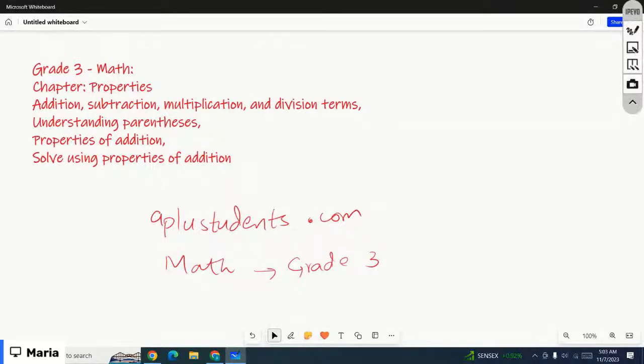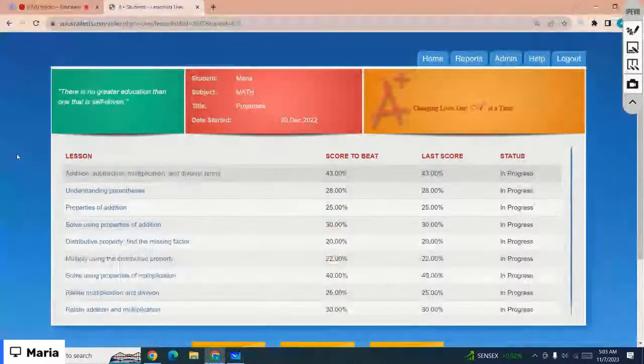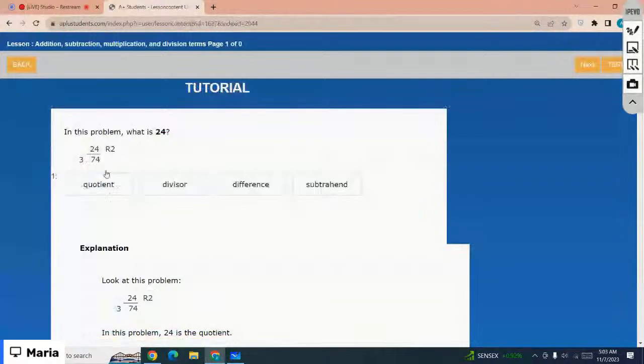Please make sure you have your notebook and pencil so that you can note down the important examples and definitions as well. So here I'm on grade 3 math. The chapter we're working on is properties. Let's just start with the lesson, that is addition, subtraction, multiplication and division terms. So in this problem, what is 27?